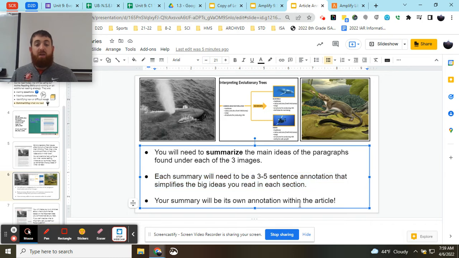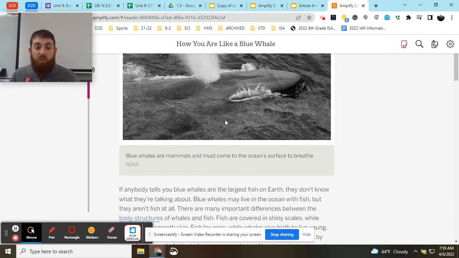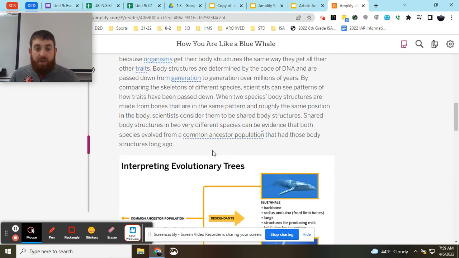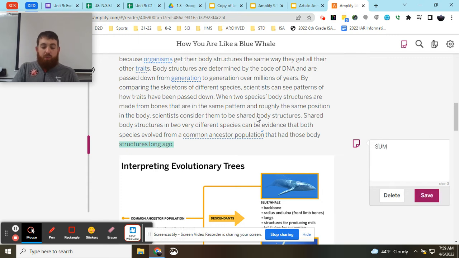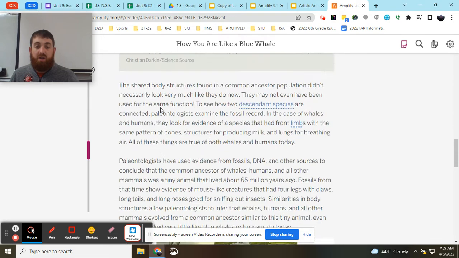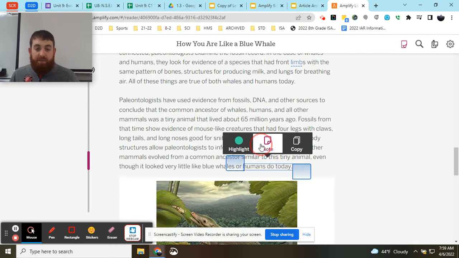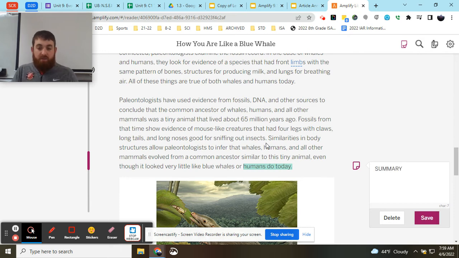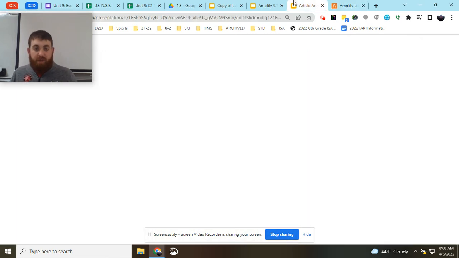Your summary will need to be its own annotation within the article. So as you annotate your questions and your connections and your vocab, you'll have a final annotation at the end of the paragraphs that will summarize the big ideas. So what that would look like here is if I'm in the article itself, underneath the whale, I have 1, 2, 3 paragraphs. I might highlight some of the last sections here and make an annotation, and this is where I would put my summary. Same idea. After I read all the paragraphs under the next picture here, 1, 2, I'd come to my end, I hit my notes, and I would summarize. And I'd do the same after the last one.